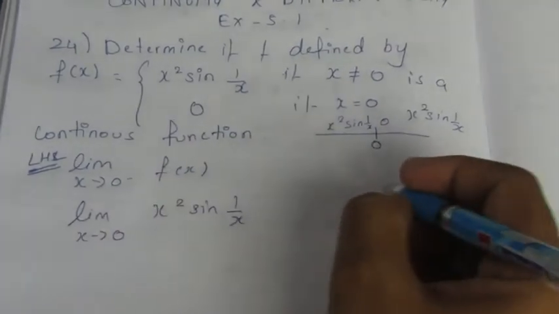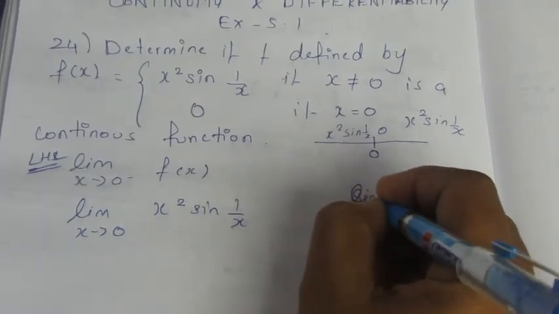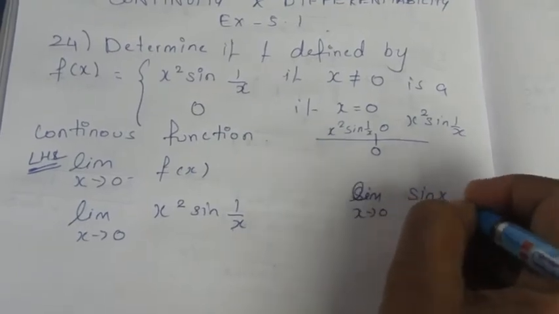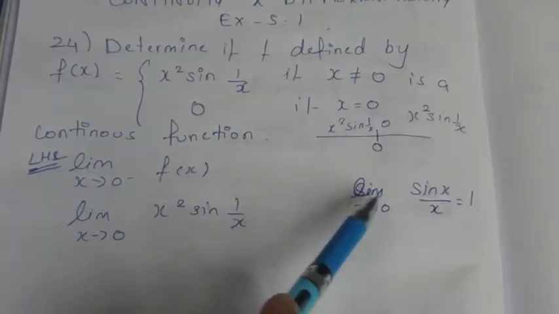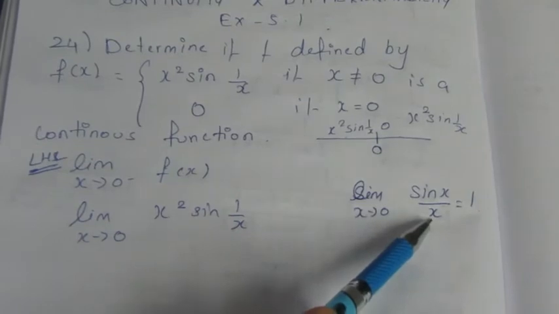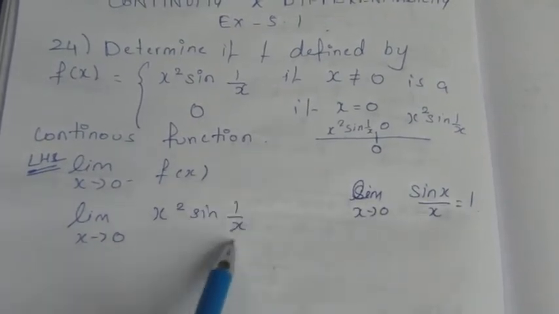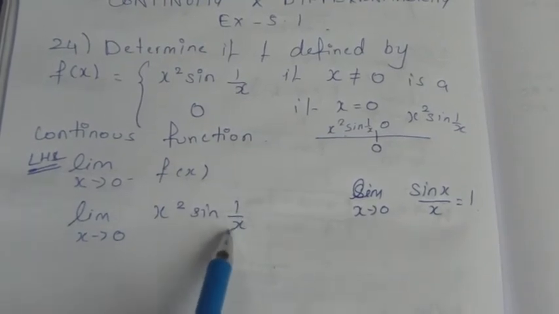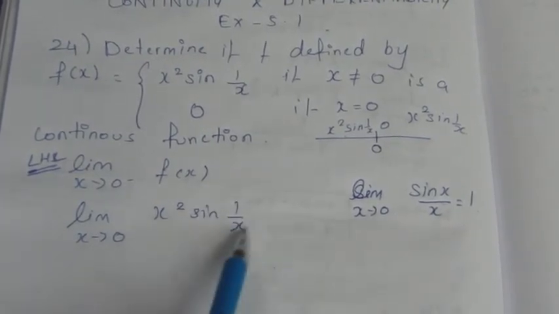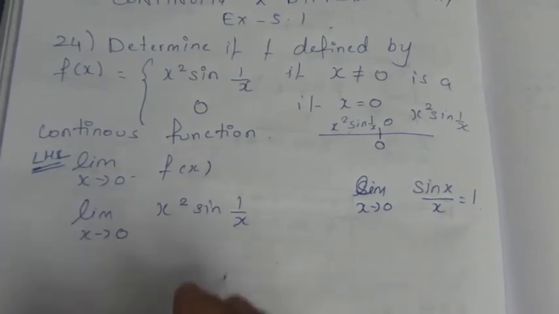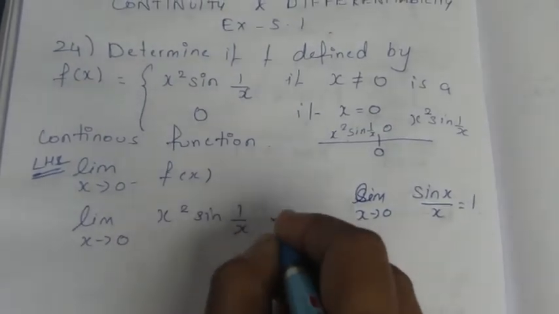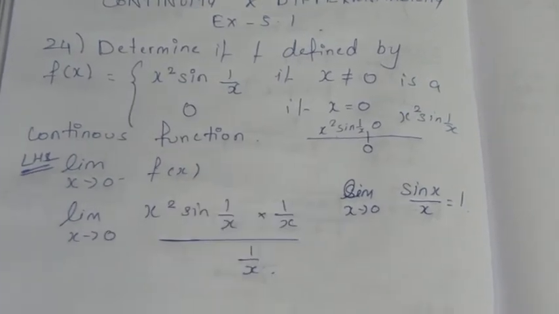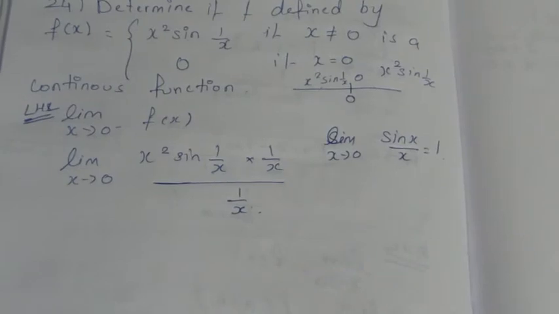For that reason we use a formula that we studied last year, that limit x tends to 0, sine x by x is equal to 1. So I am going to change it into the form sine x by x, because if I substitute the value 0 in the denominator, it becomes 1 by 0, so sine is not defined. So I am going to multiply and divide by 1 by x, in both the numerator and the denominator.